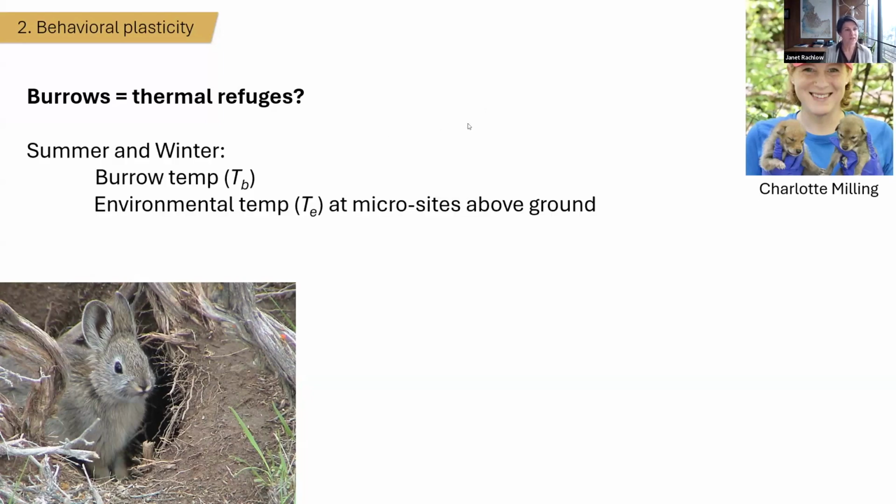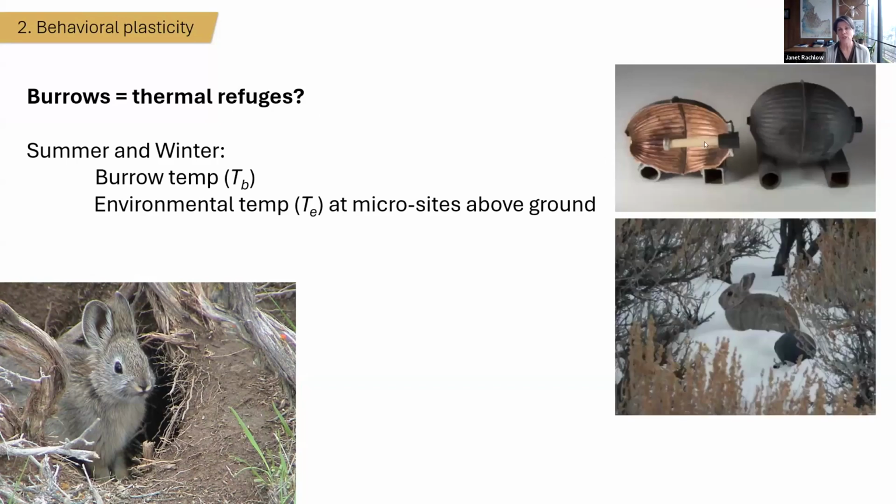And to do this, we measured the temperature in the burrows, and we also measured the environmental temperature at a lot of microsites above ground where animals could rest. But what's important is that this environmental temperature is not ambient temperature, it's not air temperature. It's actually measured using models that mimic the way that animals exchange heat. And notably, these are models that warm up in the sun, so they incorporate that radiant heat. They're actually very fancy copper toilet floats, is what they really are, that had a thermocouple inside.